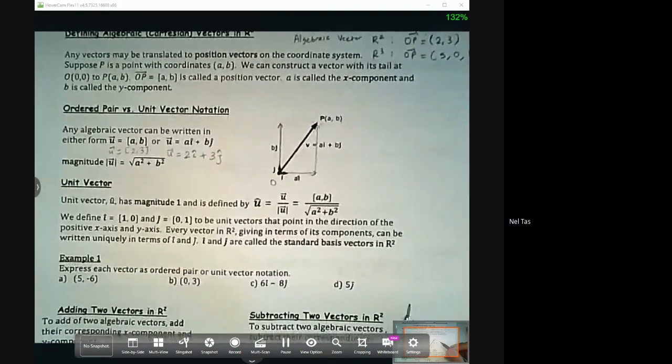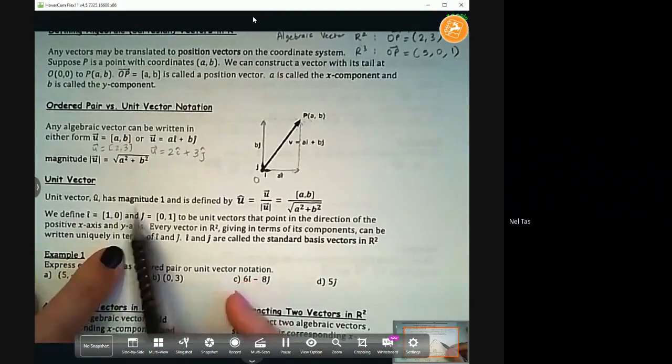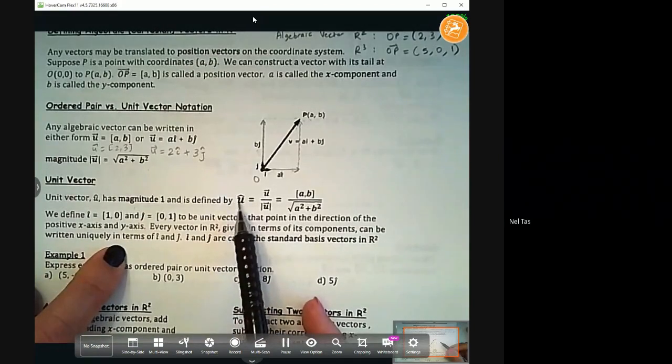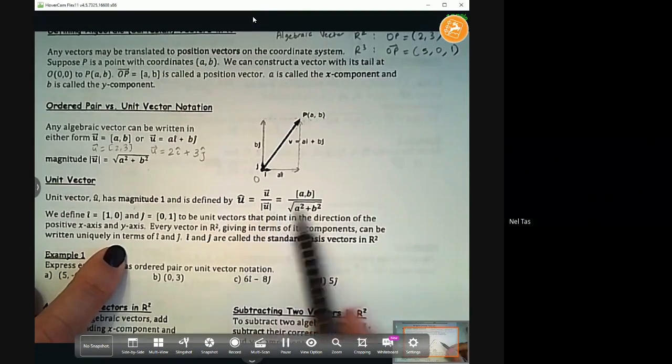Unit vector, so we looked at this concept before. Unit vector u has magnitude of 1 and is defined by u hat equals u vector divided by magnitude of u vector. So again, if we have algebraic vector (a, b), we take vector (a, b) and divide it by the magnitude of (a, b). It's the magnitude of that vector that is represented by (a, b).